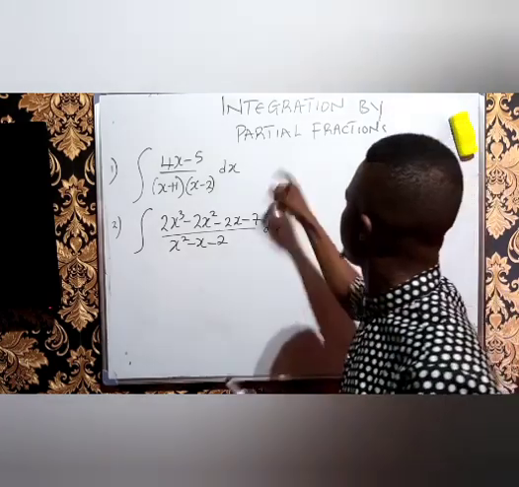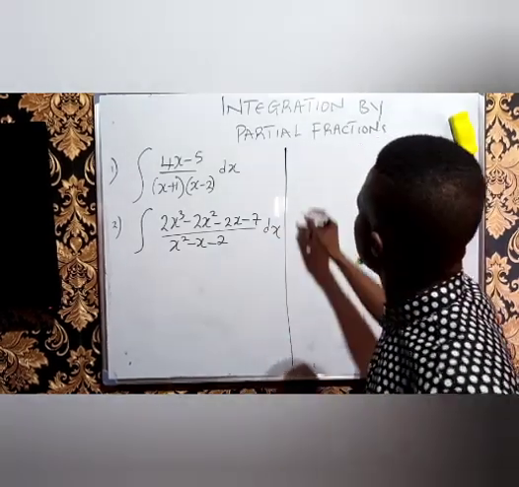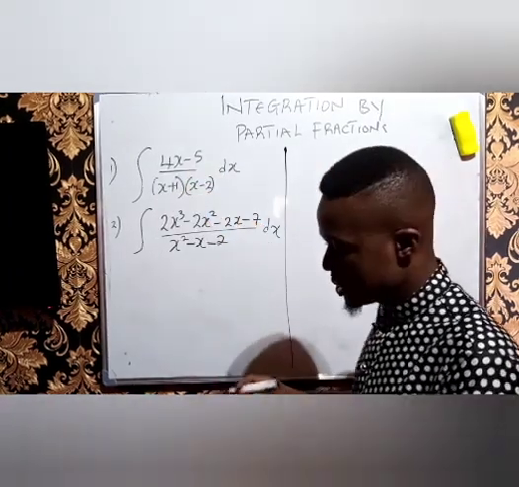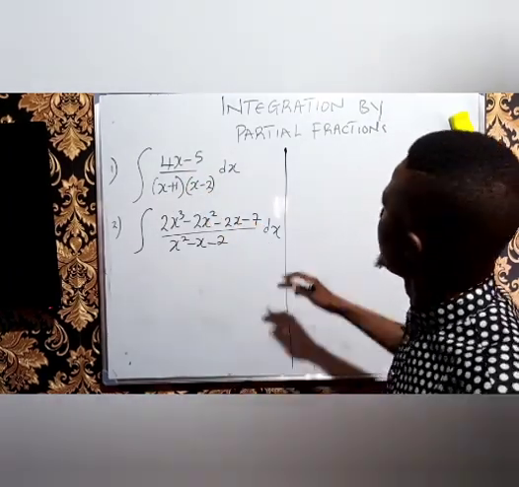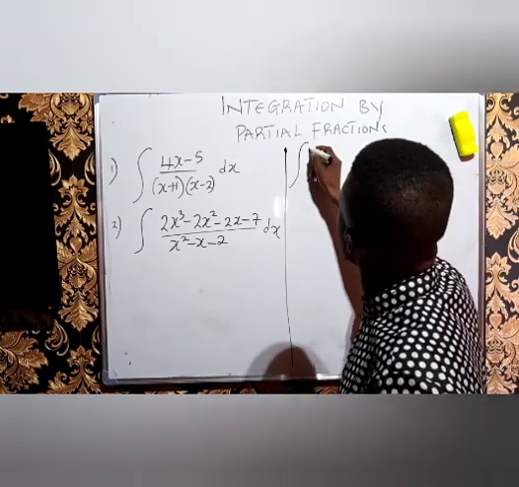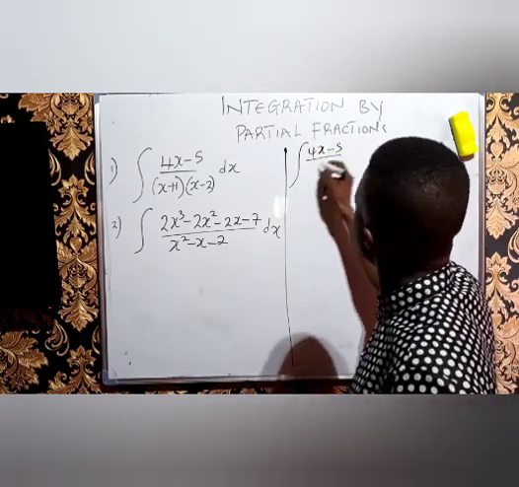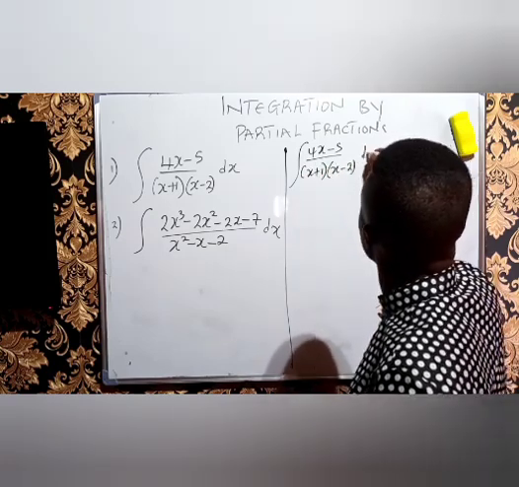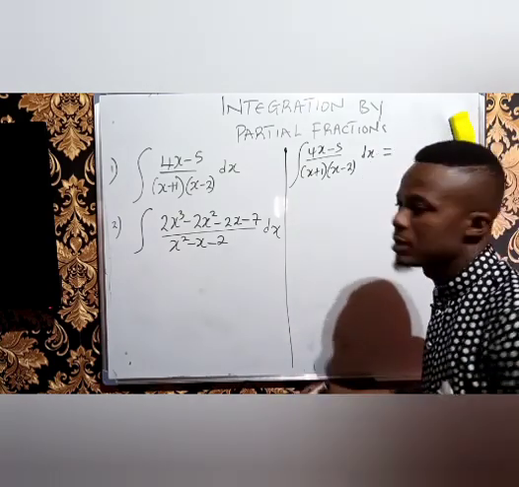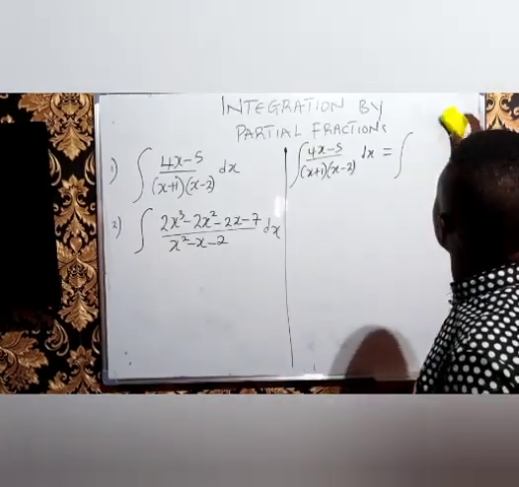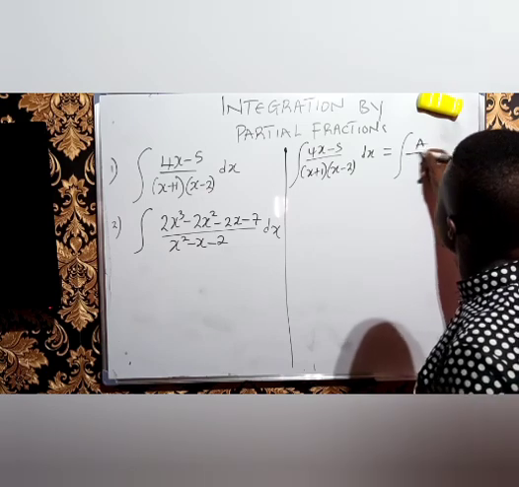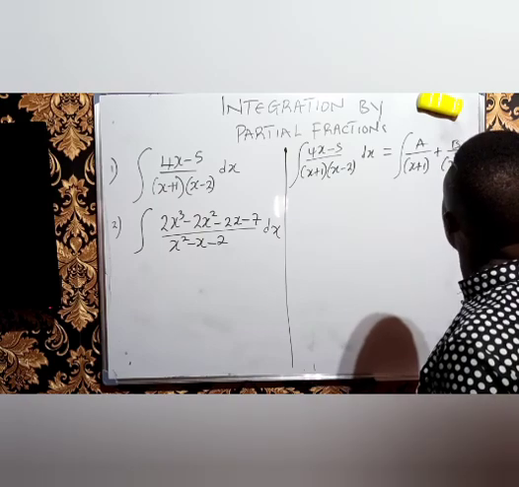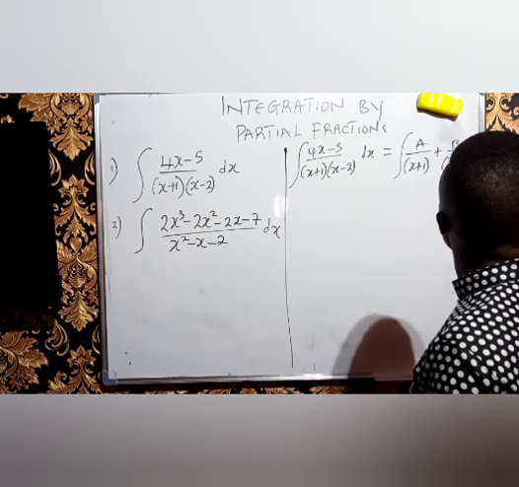Okay, so let's begin with the first question, which is the integral of 4x minus 5 over x plus 1 into x minus 2 dx. We can say, let it be equivalent to the integral of A over x plus 1 plus B over x minus 2 dx.